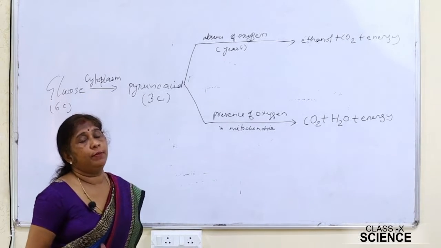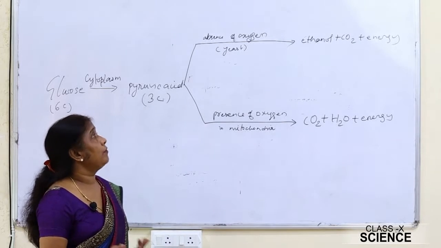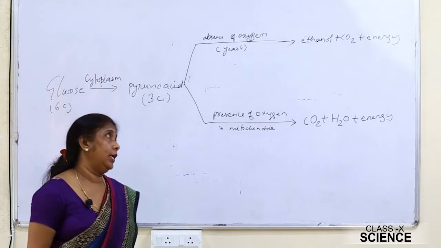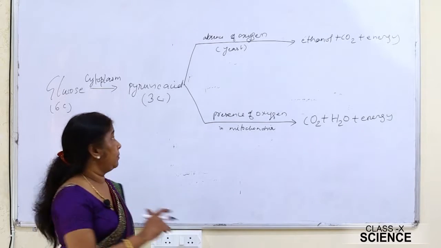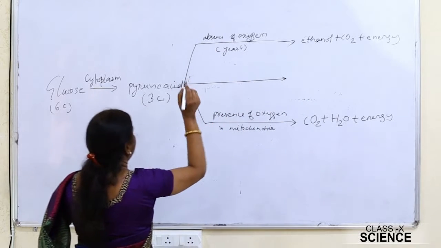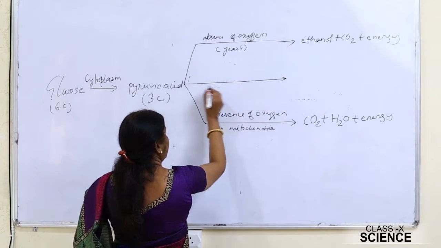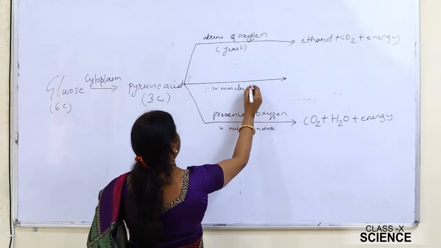and this alcoholic fermentation process is also used on a commercial scale for the production of wine, beer and other alcoholic beverages. Now, there is another possibility also. See here, another possibility that takes place in the muscle cell.